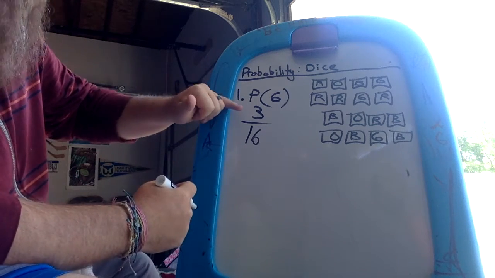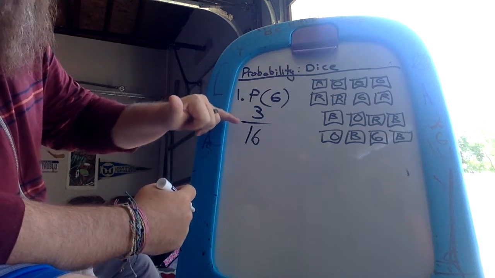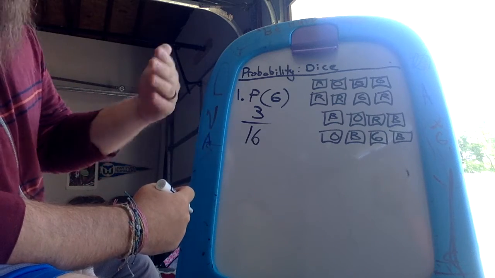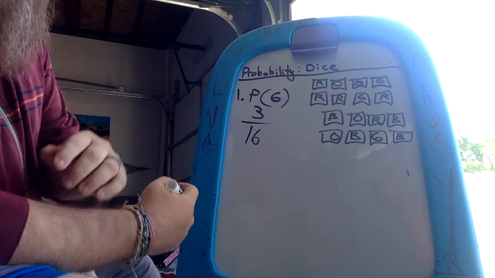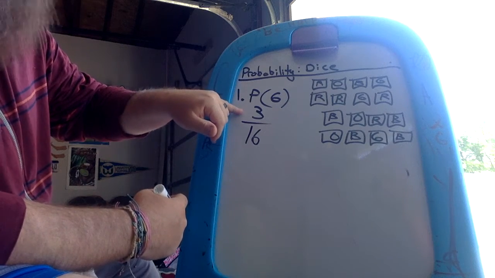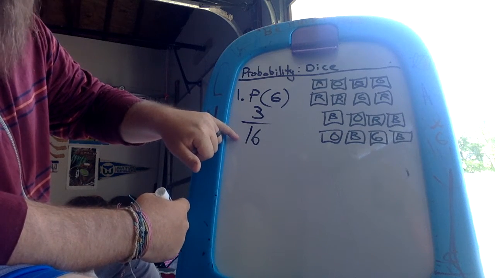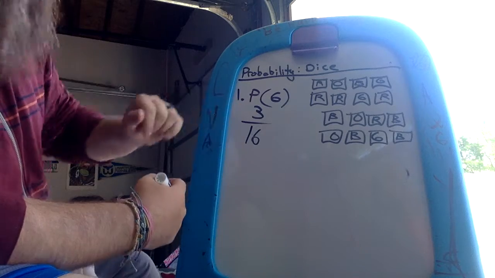And again, then I ask myself, could I possibly reduce this fraction to lowest terms to help me along the process when I have to convert into a percentage? But again, 3 is a prime number. 3 cannot go into 16. So again, the final answer would be 3/16.